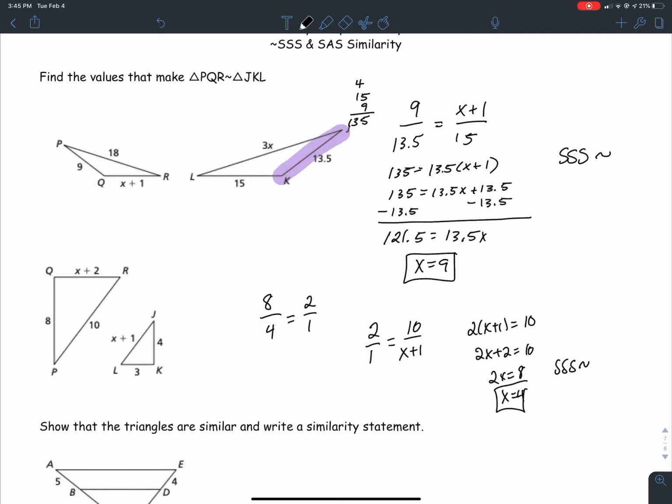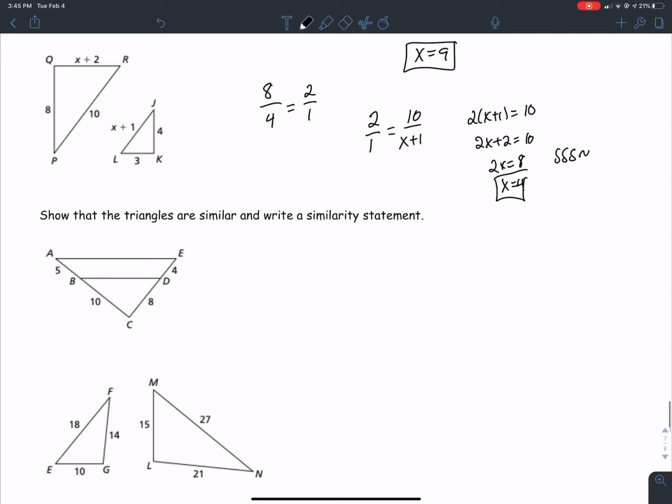So I didn't throw side-angle-side on here, so I will just go over that in class. It's pretty easy. Oh, I did. Actually, this one's side-angle-side, so we'll be fine. Okay, so I'm going to show this triangle is similar and write the similarity statement. So this actually has 2 different triangles in it. There's a big triangle and a little triangle. So I'm going to break out the little triangle.